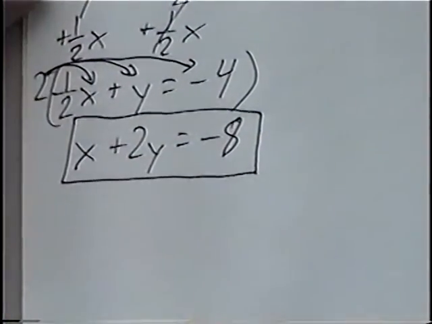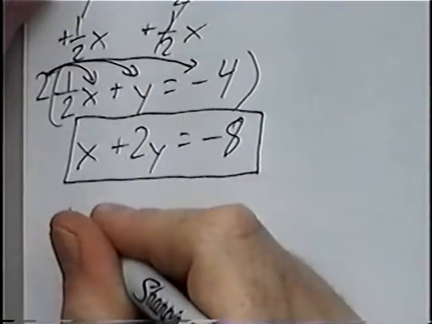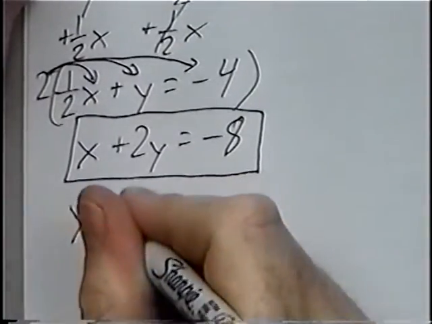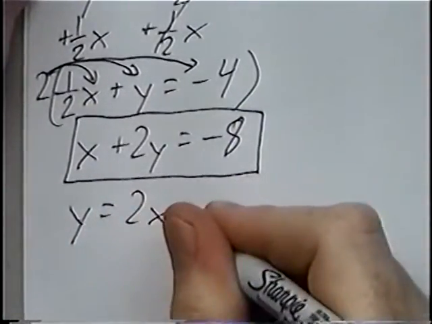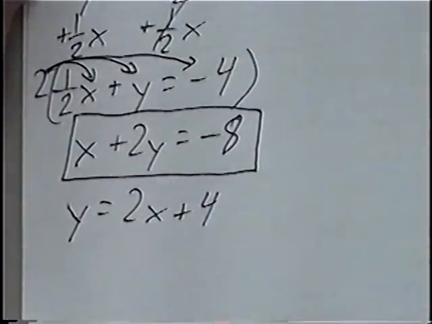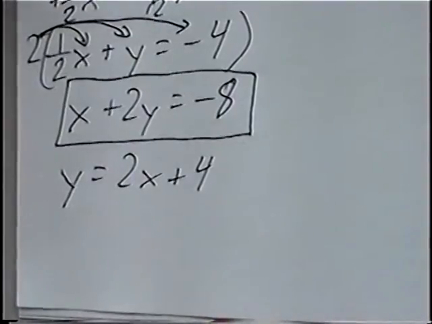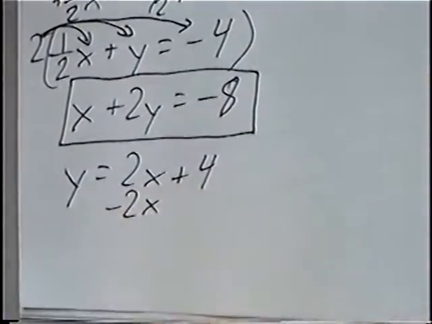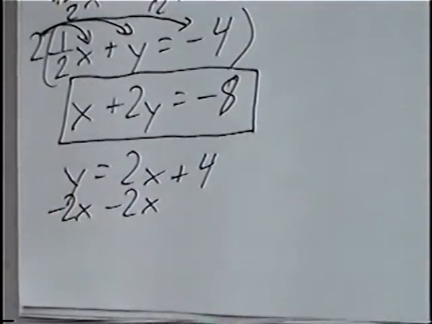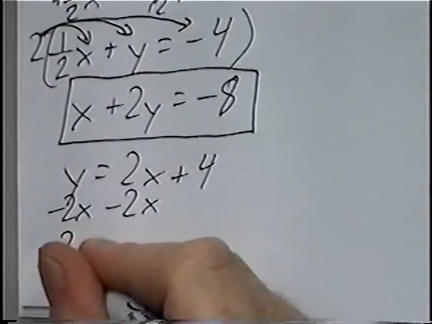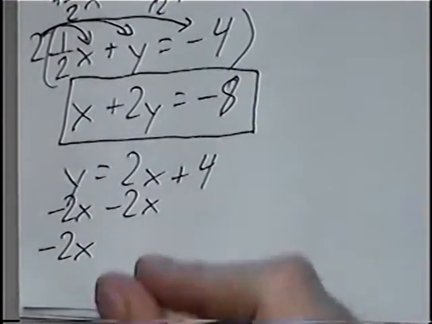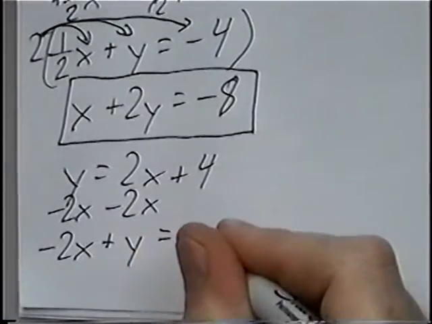And last question for the section. Y equals 2x plus 4. Solving again, we want x and y on the same side, so we can subtract 2x on both sides. Putting x first, we'll have negative 2x plus y equals 4.